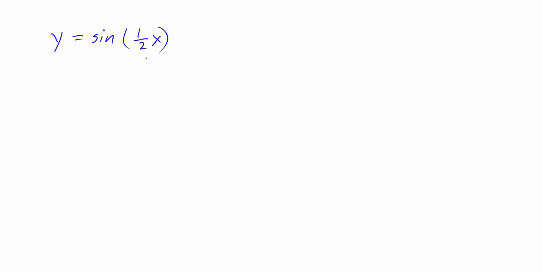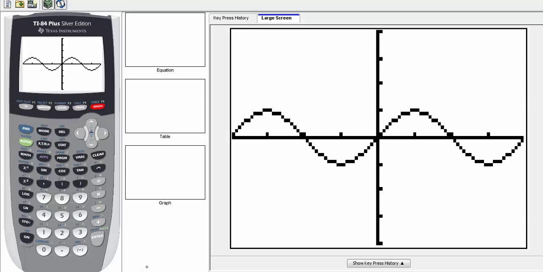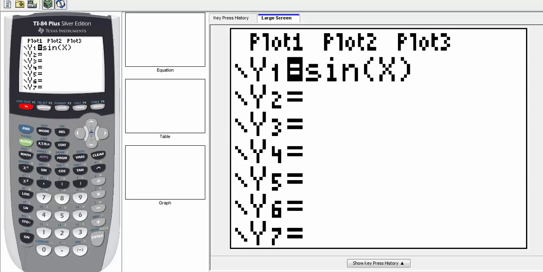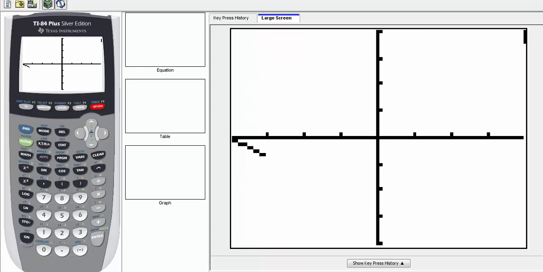All right, let's look at another example. What happens if we take y equals the sine of, instead of 2x, 1/2 x? Think about what the 2 did. Now we can think about what this 1/2 is going to do. If we go in here, we can type in the sine of 1/2 x. If we go to the graph, we can really see a big difference here.